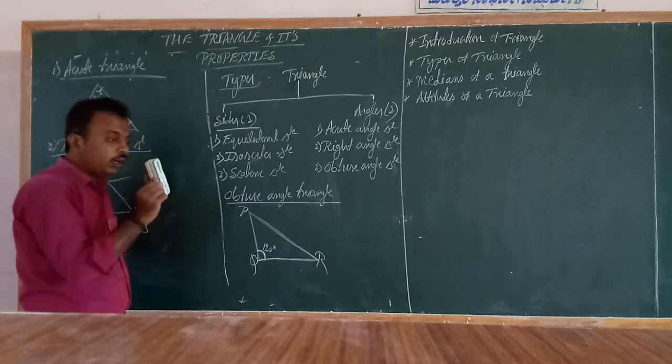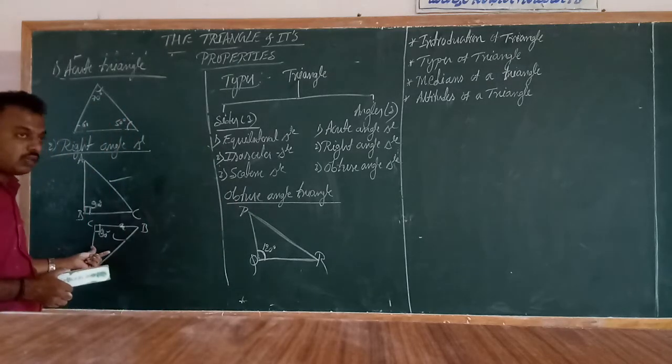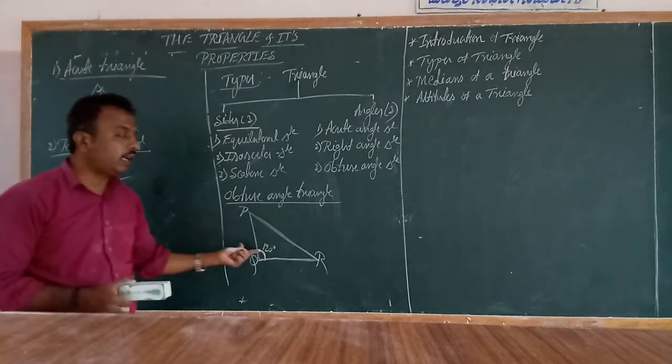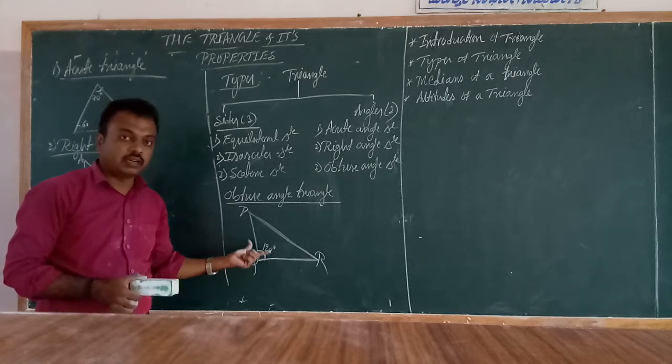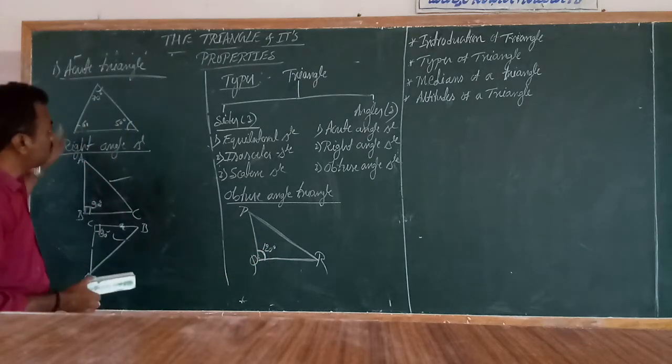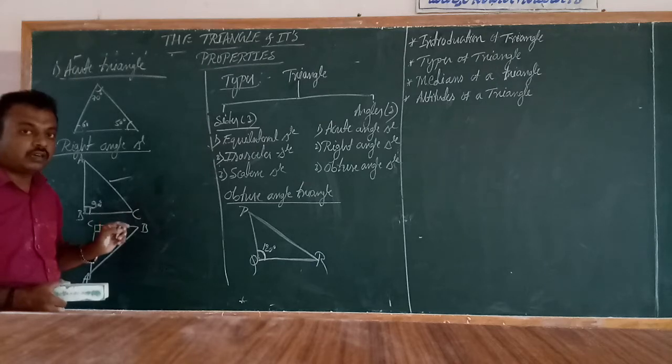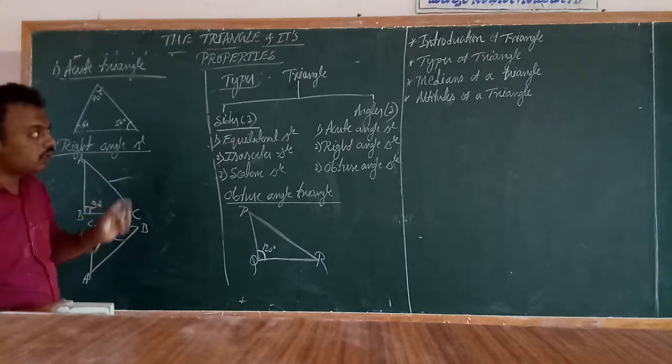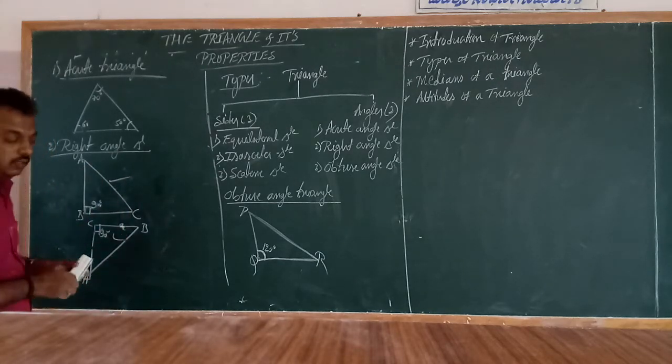In any triangle, if one angle is 90 degrees, that is called a right angle triangle. If one angle is an obtuse angle, that is called an obtuse angle triangle. If all angles measure below 90 degrees, that is called an acute angle triangle. So these are the types of triangles. Okay.